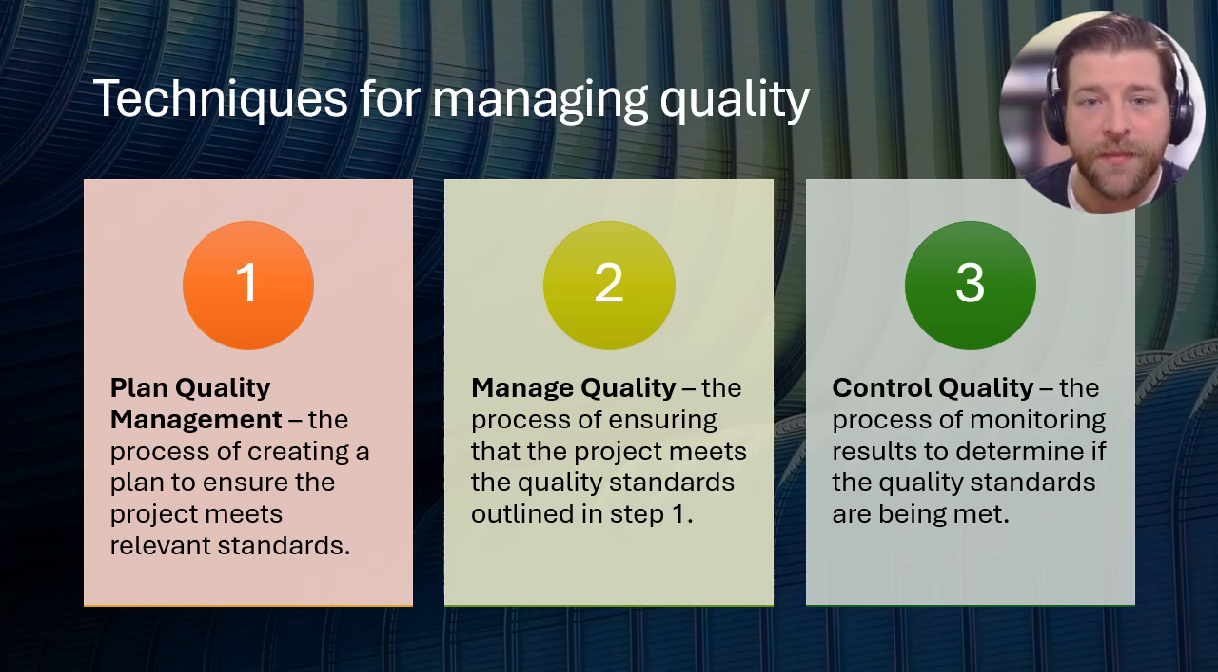Control quality is all about inspection and verification. It involves measuring and testing the final outputs to ensure they meet the quality requirements defined in the planning phase. Any deviations are identified and addressed. So part 1 is about the plan, part 2 is about the process, and part 3 is about the product.